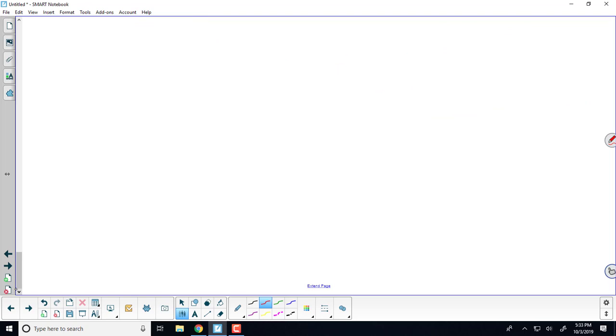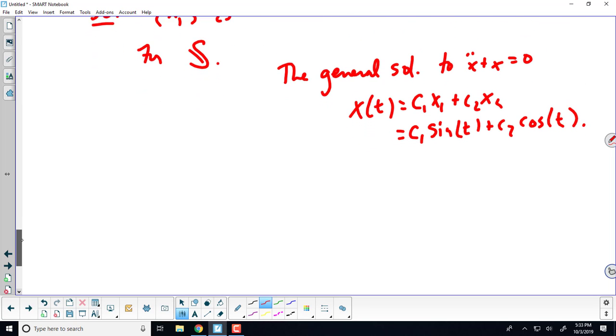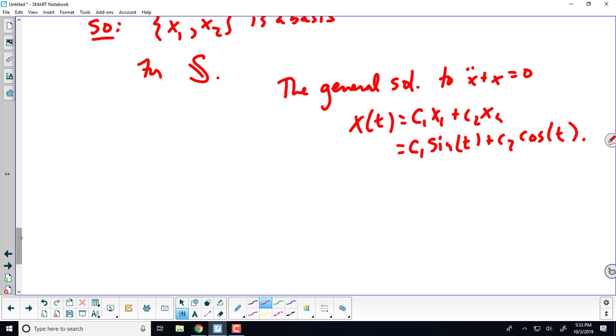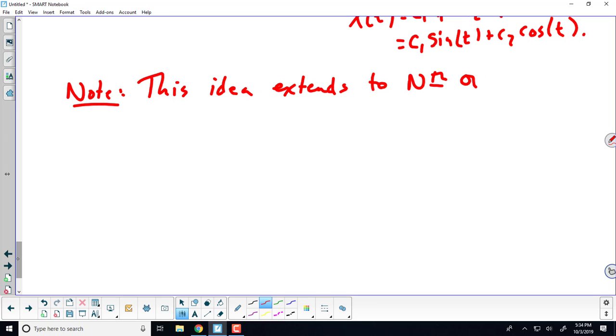What we were doing was basically the proof. I just every once in a while showed you what these actual functions were, and we actually had a differential equation that we were looking at. But let's just note this idea extends to nth order linear ODEs.